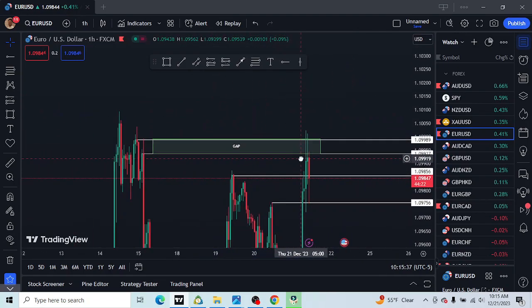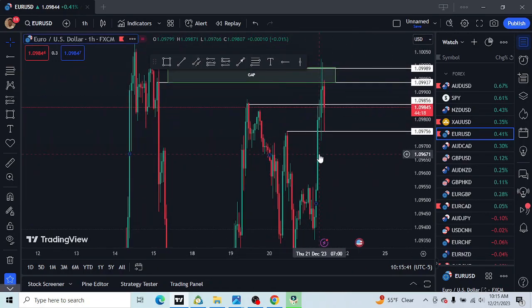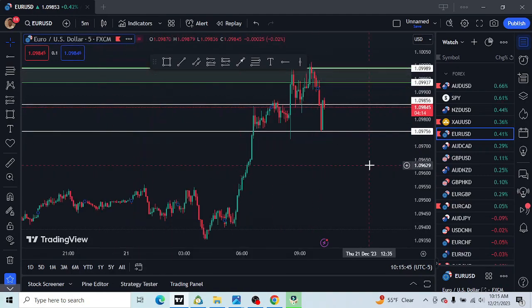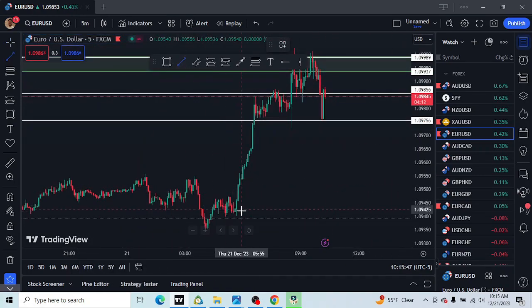And obviously, hindsight's 20/20. You can see that it worked out. So what are we looking at on this candle? We're looking for a break of structure on the 5 minute or the 1 minute. All right, aggressive run.